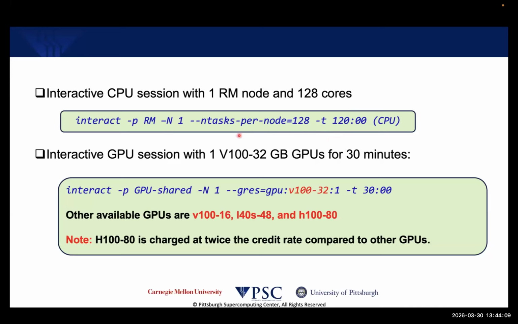So the CPU backend in CUDA-Q uses the OpenMP threading library, so you just need to allocate the tasks per node. And you can also use an interactive session with a V100 node. We also have other GPUs available, including H100. I just want to make sure that you should only use this when it is needed, because it is charged at twice the credit rate compared to other GPUs.